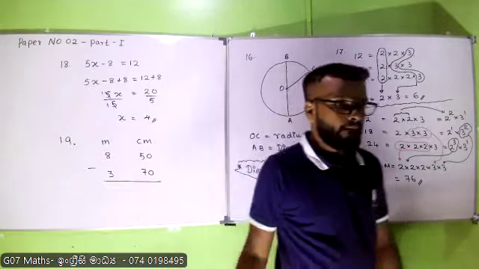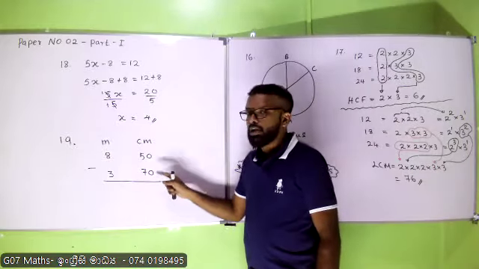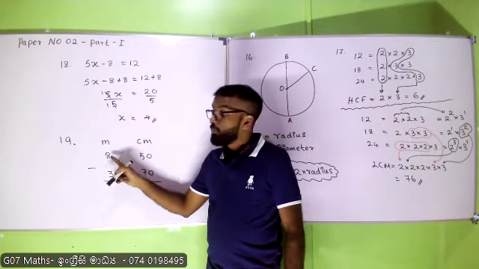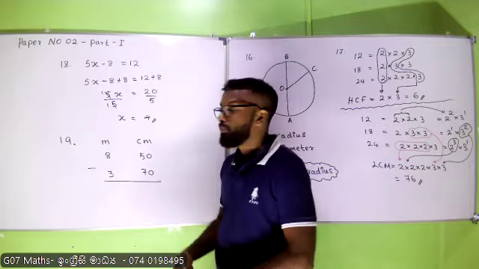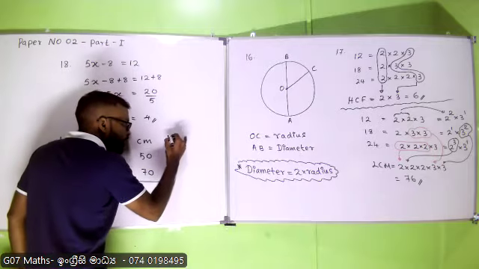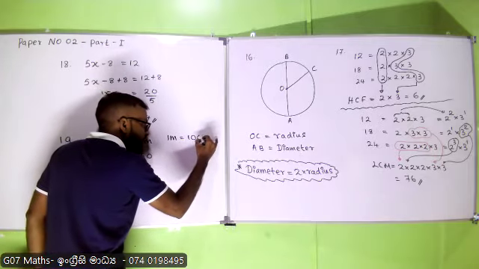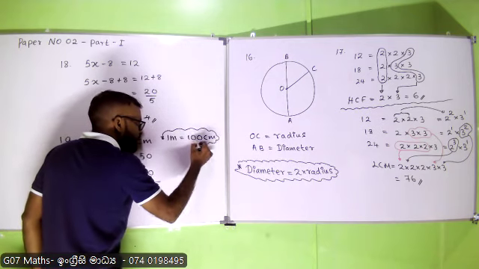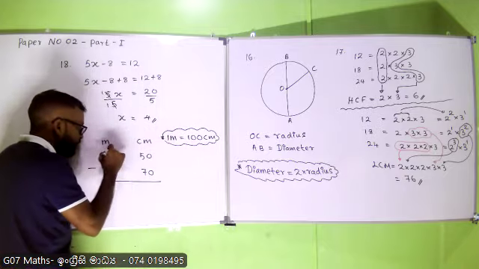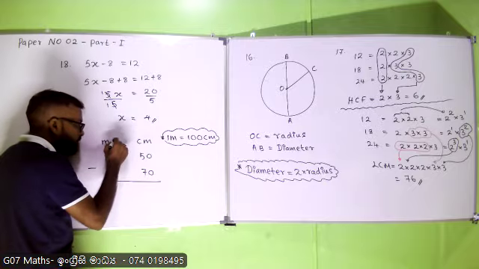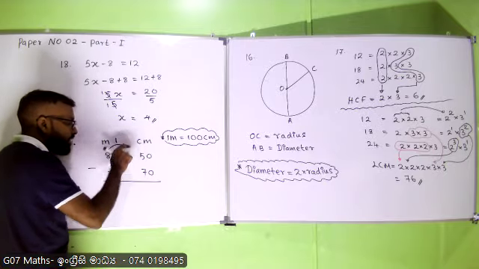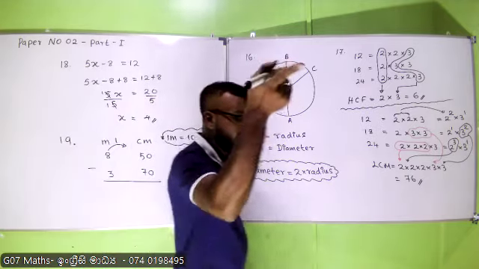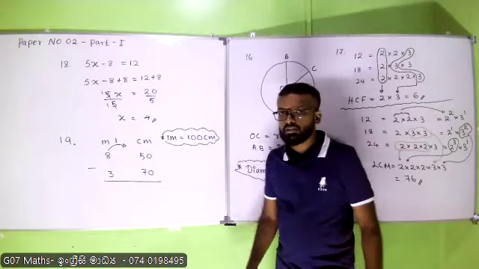Can we subtract? No. 50 minus 70 we cannot do. So we have to take 1 meter from our left hand side. 1 meter equals 100 centimeters. Keep this in your mind. If you are taking 1 meter from here, when it goes to the centimeter side, what would it become?